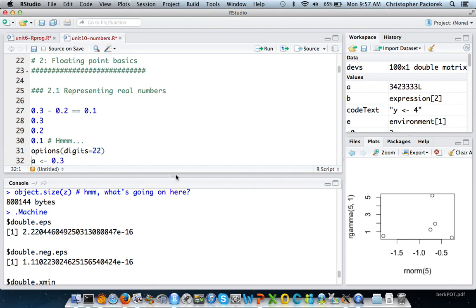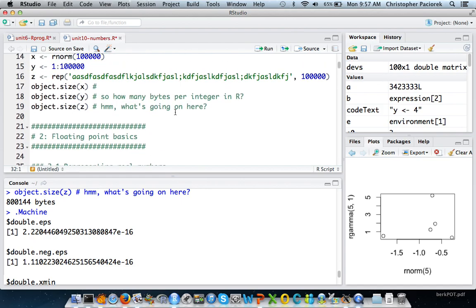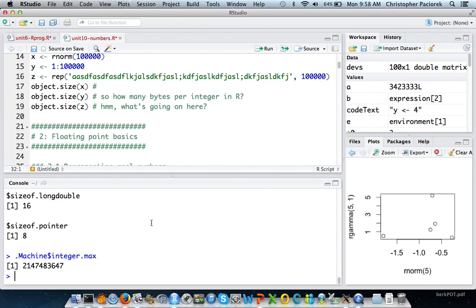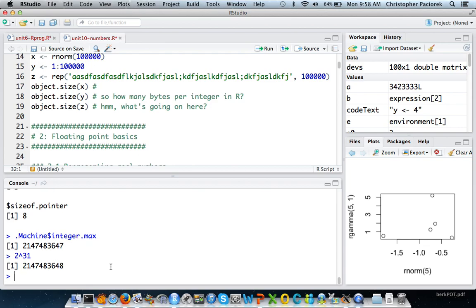So one that we might look at is .Machine, which is a list, integer.max. So that says that the maximum integer that can be stored is 2 billion, it looks like. If we actually calculated 2 to the 31st, indeed that's essentially that same value.